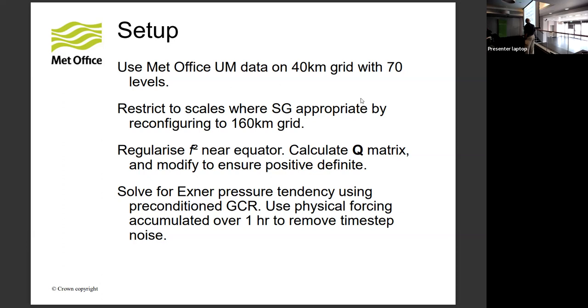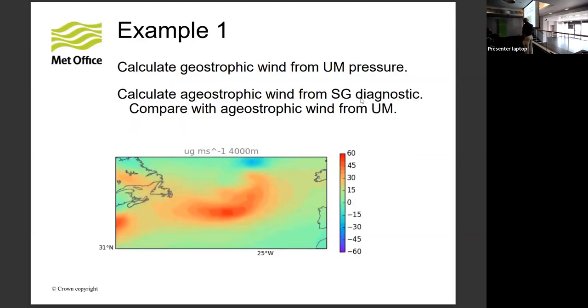When I do solve it, I use physical forcing accumulated over an hour to get rid of time step noise, which in this first Unified Model convection is horribly intermittent. To assume that we define a balanced response is totally wrong in some cases. So essentially, I'm imposing something like the validity of the semi-geostrophic model on the Unified Model, which is obviously not the semi-geostrophic model, and some other things as well. But we'll do that, and then we'll see how well it works.